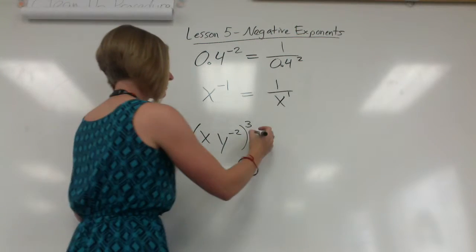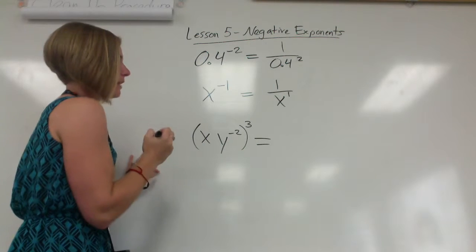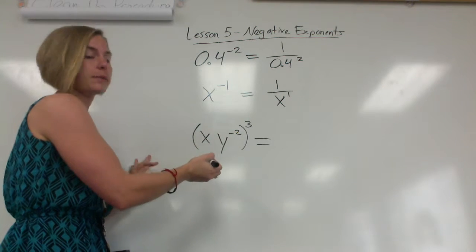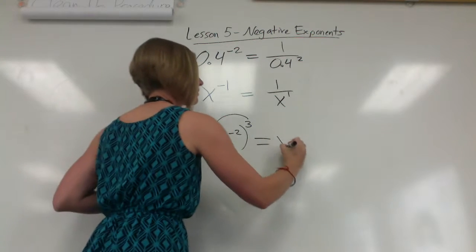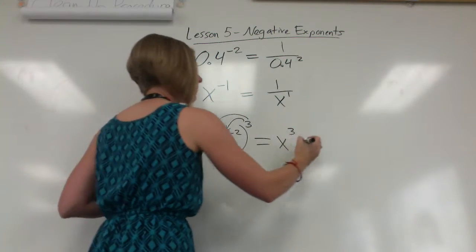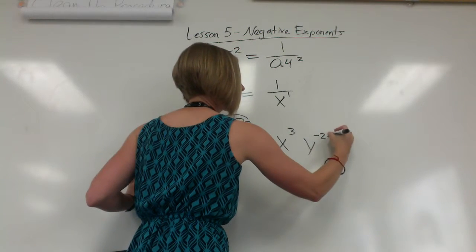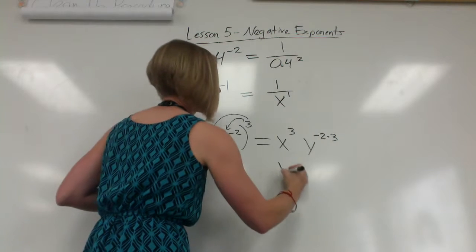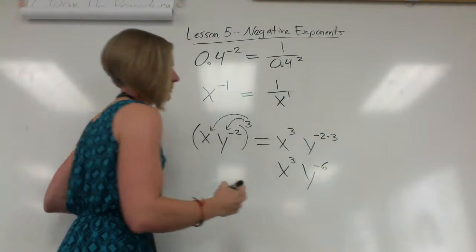Same thing. Now here, the exponent right here is not negative, but because we know the distributive property, let's see what happens. So we put the 3 on the x to the 3rd. We put the 3 on the y, which means we'd have to do -2 times 3. So that's still x to the third. That becomes y to a -6.